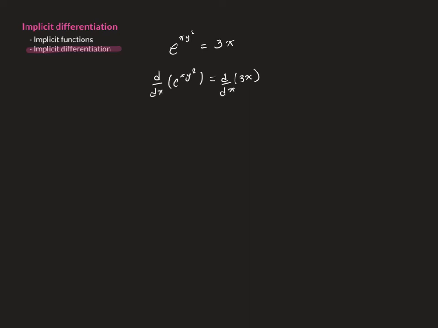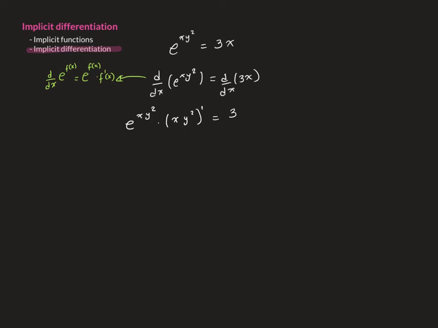So to do that, I'm going to remember that the derivative of the exponential should be the same exponential. So the derivative should be e to the power of x y squared. But now I need to multiply by the derivative of the exponent. And this is because of chain rule. And the derivative of the exponent should be the derivative of x times y squared. And then on the right hand side we have 3x. The derivative of that is simply 3.